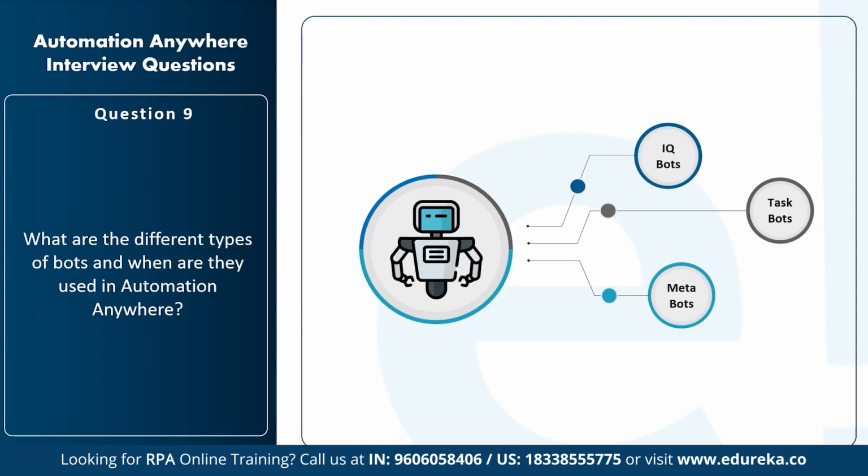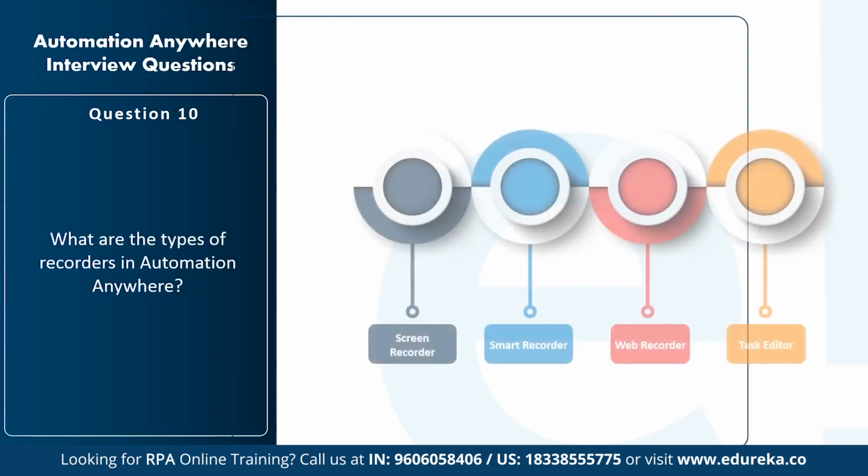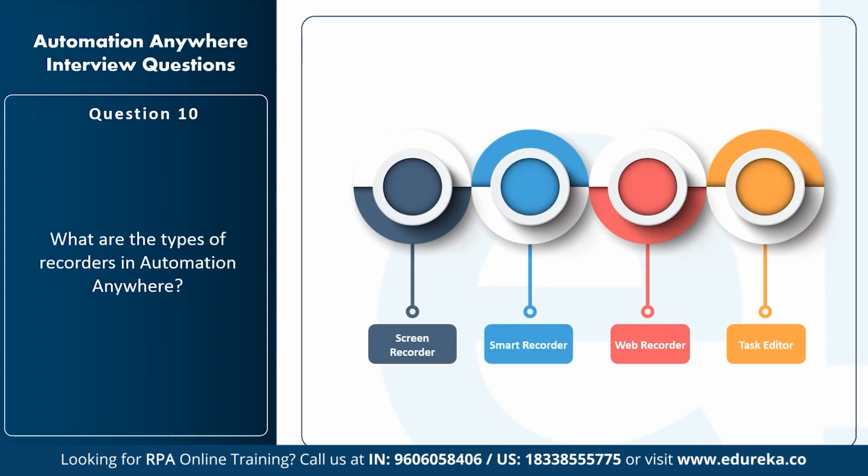Now coming to the next question, that is, what are the different types of recorders in Automation Anywhere? There are mainly four recorders in Automation Anywhere, that is the screen recorder, the smart recorder, the web recorder, and the task editor. Coming to the screen recorder first, the screen recorder or the standard recorder provides the easiest way to create a simple automation process. It is usually used when the task involves many mouse clicks and keyboard operations. Coming to the smart recorder or the object recorder, it is the most feasible method for building tasks.